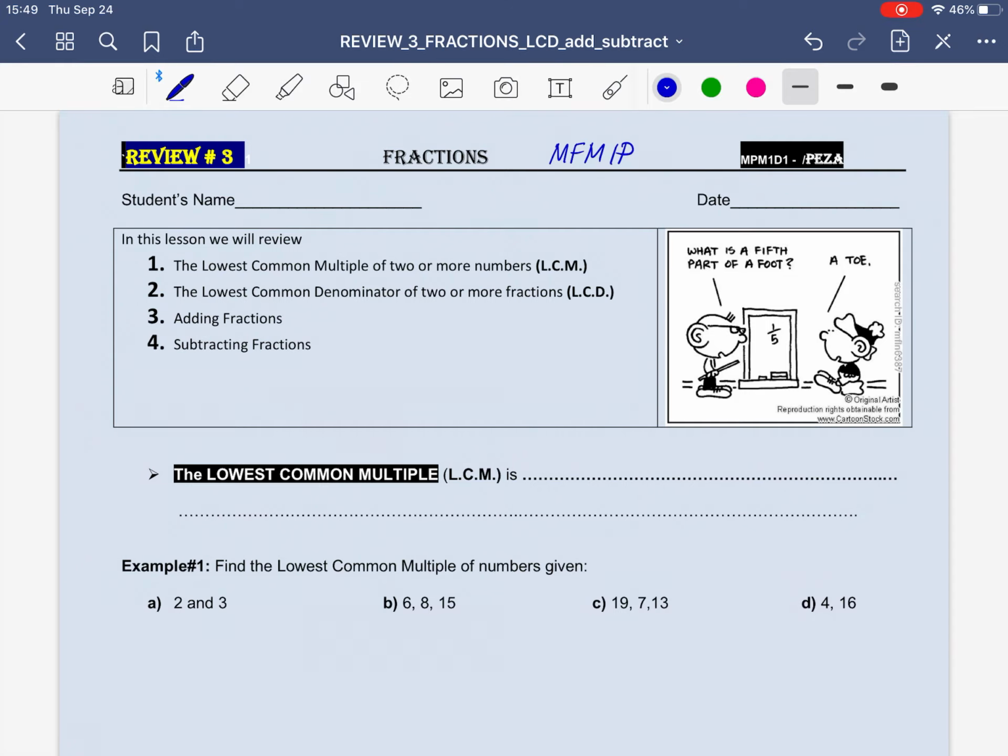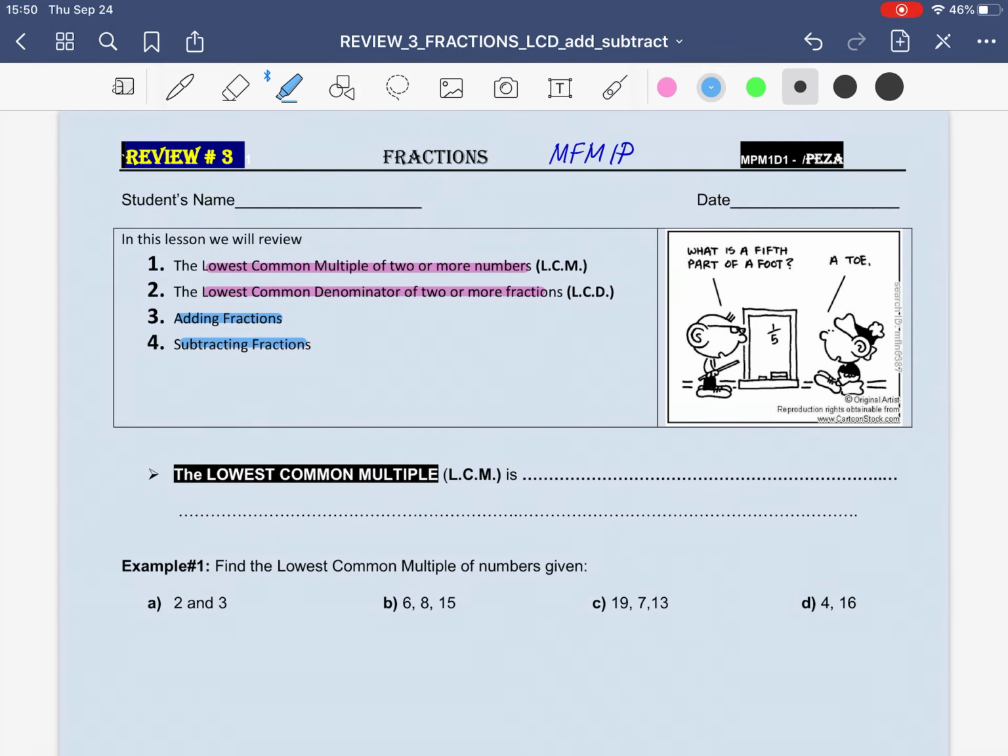This lesson will serve as a part of the review of prerequisite skills for grade 9s, and the following are the items we'll review together. Number 1. The lowest common multiple of two or more numbers. Number 2. The lowest common denominator of two or more fractions. These two items are similar to each other. Number 3. Adding fractions. And number 4. Subtracting fractions. Again, adding and subtracting work similarly.